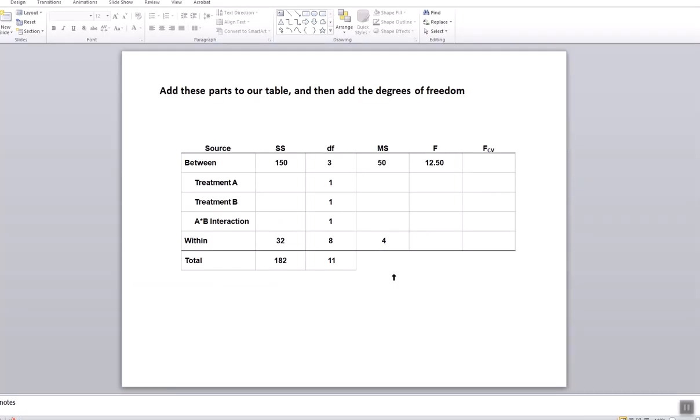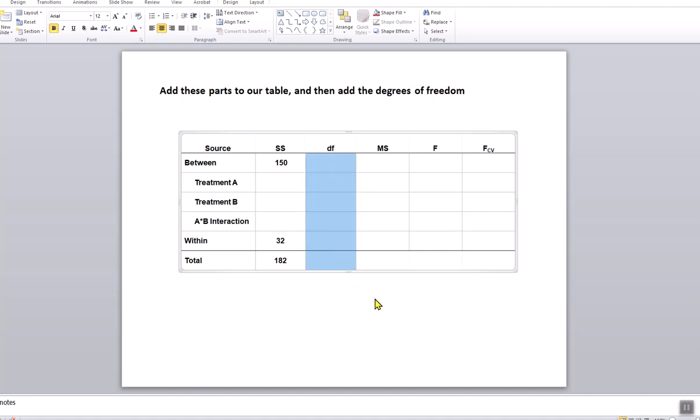Actually, let me go back. This is where the animation is not working so well, because I wanted to type these in by hand. So the next step is to fill in the degrees of freedom, 3, because we have 4 groups and we lose 1. We already knew these. That was 11 and that was 8. And then the next part is the columns, rows, and interaction. There are 2 columns, so that is 1. There are 2 rows, so that is 1. C minus 1 times R minus 1. In other words, 1 times 1 gives you that. So far, so good.